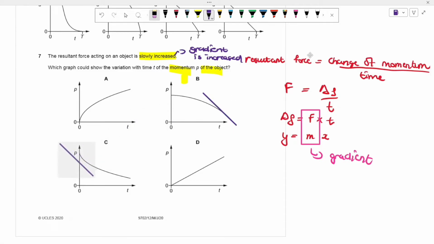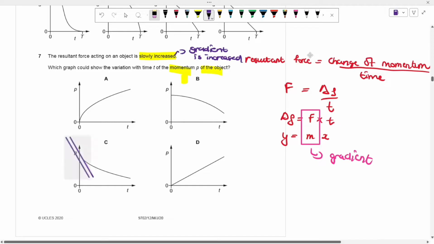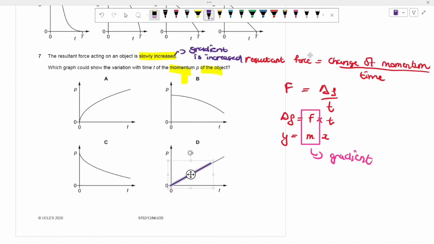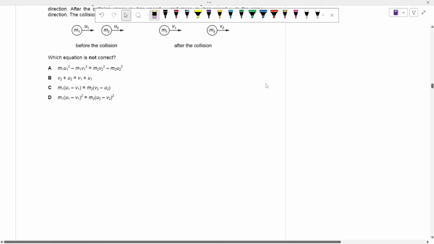Let's look at why the other answers are wrong. If you look at C, you're starting off with a gradient like this, almost very steep. But you're ending up with a gradient like this, almost less steep. So that is a decrease in the gradient or a decrease in the resultant force. If you look at D, the gradient is fairly constant, like so. It doesn't change, and if the gradient doesn't change, it essentially means that the resultant force also doesn't change. So the correct answer has to be B. This is where we're seeing an actual increase in the resultant force due to an increase in the gradient.